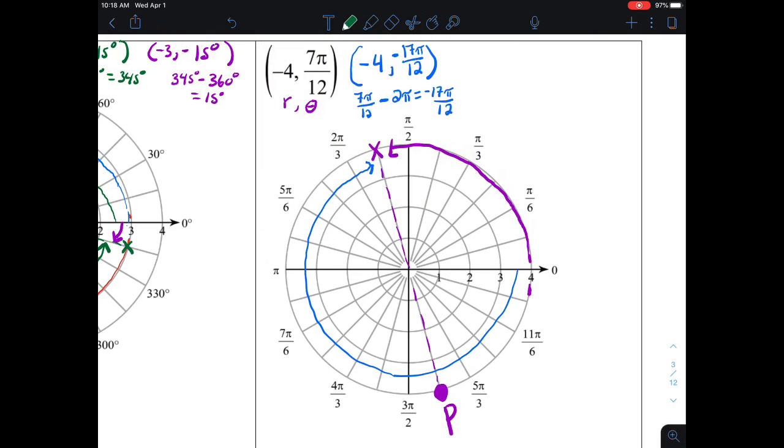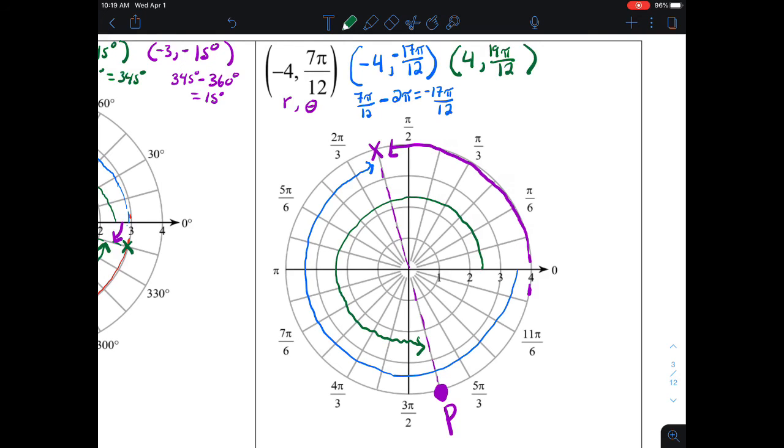Now, let's find another way to get to that point P. But let's use a positive radius measure. And so let's start with the easier one, positive radius, positive angle. So I would start on my polar axis, I'd rotate counterclockwise and figure out the number of radians I would go to get to that rotation where P lies. Well, it is going to be pi over 12 past 3 pi over 2, which would make us have 4, 19 pi over 12.